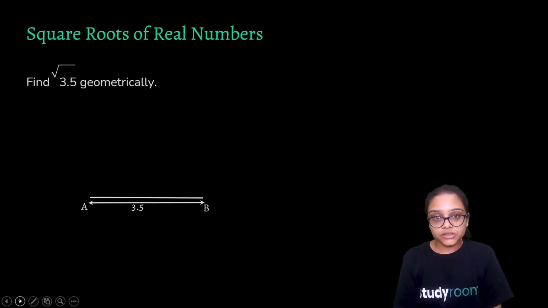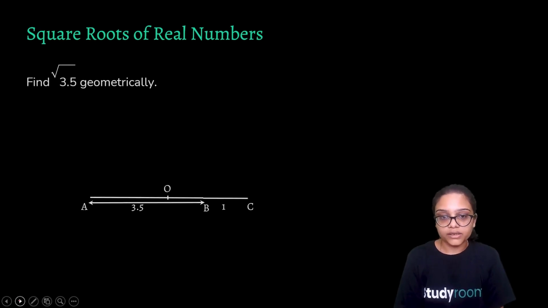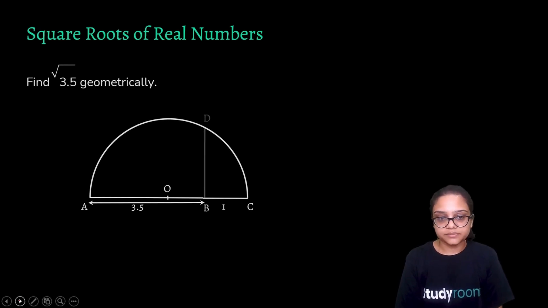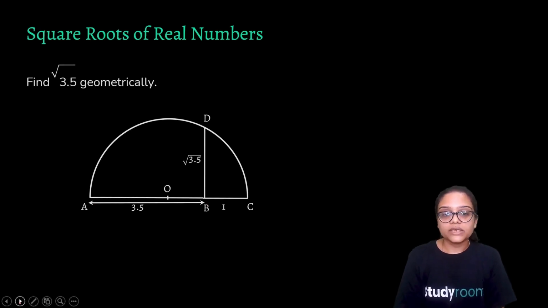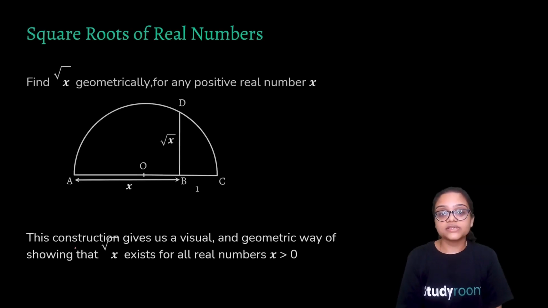The first step in the method is to draw a line of 3.5. Extend it by 1 and, with point A as center, mark a circle. Now, exactly at 3.5, draw a perpendicular BD. That is root x, obviously. How is it root x? This construction gives us a visual and geometric way of showing root x.